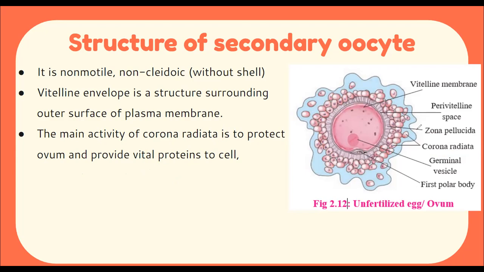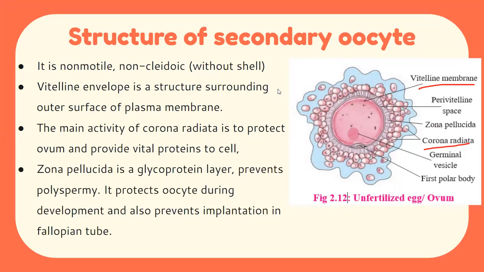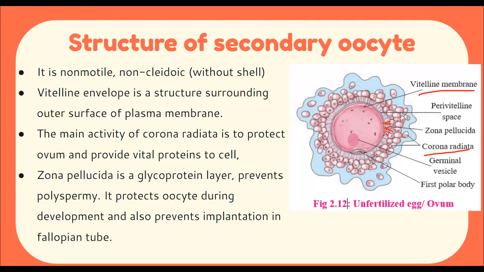So the vitelline membrane is the outermost covering of the plasma membrane. Then outside that you have the corona radiata, which is protecting the ovum and also provides some important proteins to the cell. Then you will see a layer in between. There is no cell, but some space is there between the vitelline membrane and the corona radiata. So this is a non-cellular layer. Basically, it is made up of a glycoprotein structure.